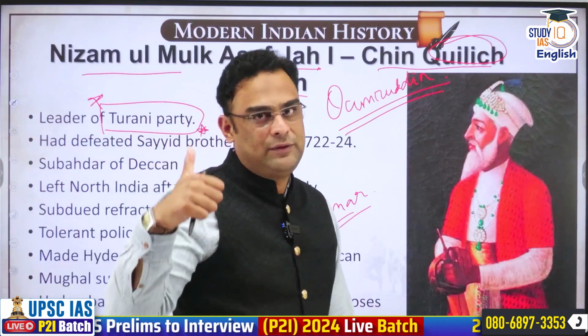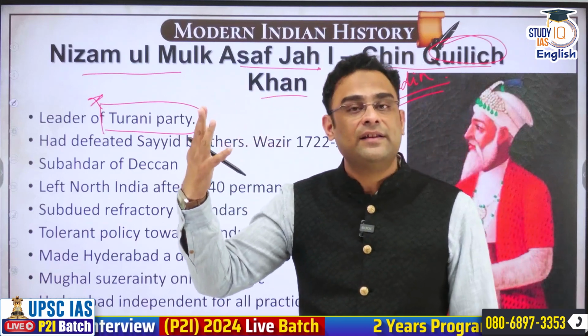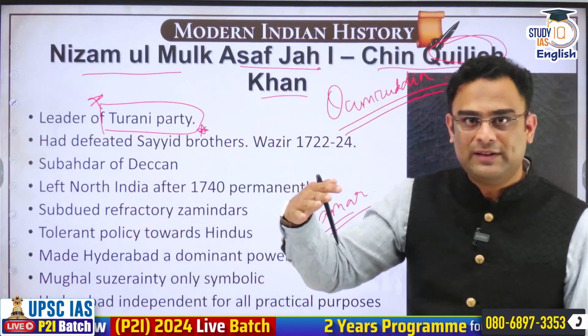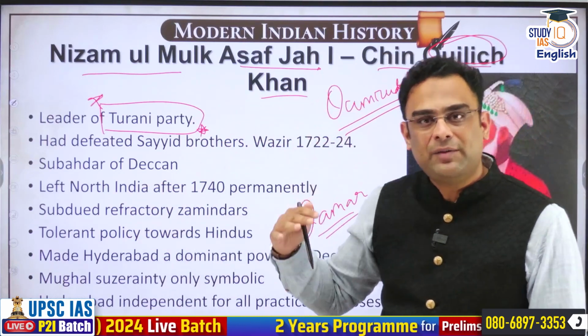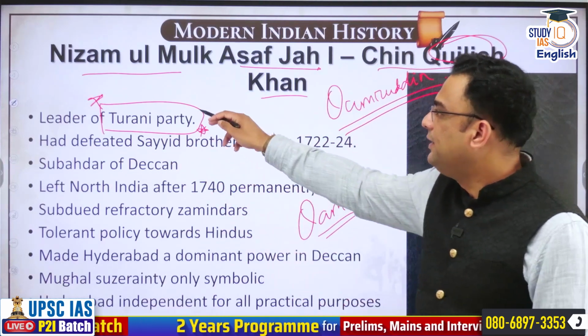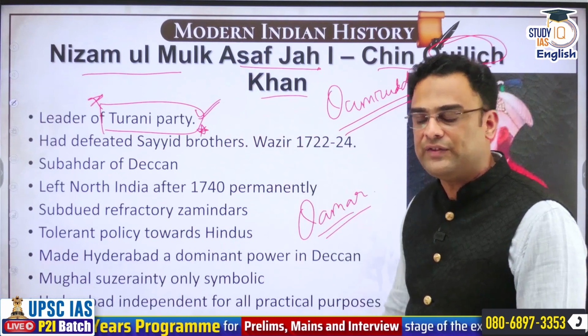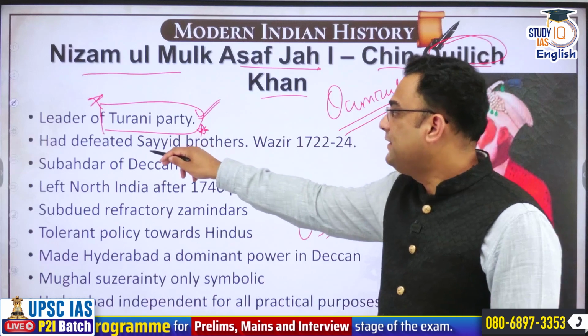You remember the parties? Turanis, Iranis, Afghanis, Hindustanis, Rajputs, Hindustani Muslims, that is, Rajputs. These were the major parties amongst the Mughal nobles. And he was the leader of the Turani party. Who were the Turanis? Turanis were Central Asians. Okay. He defeated Sayyid brothers.